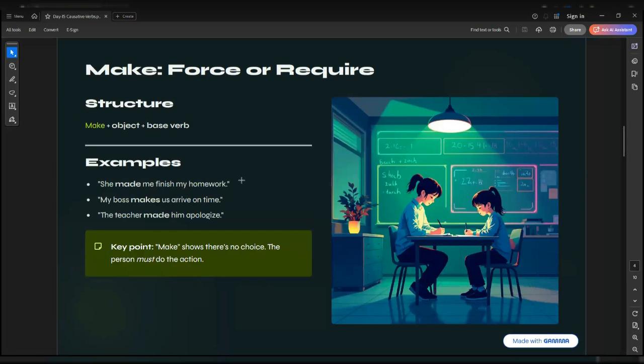First one is make, to force or require. When I'm forcing someone to do something, the simple structure is make plus object plus base verb. She made me finish my homework. Make, made, similar thing. You have to go with the three forms of the verb. I hope you know it, right? Run, ran, run, read, read. So for make, we can use made here. She made me finish my homework. Made is make, object is me, finish is the base verb.